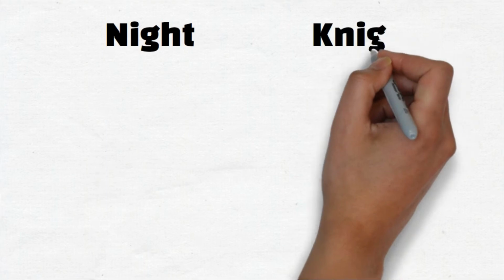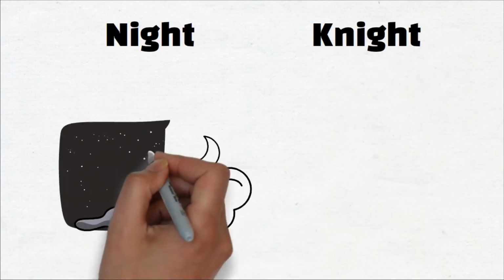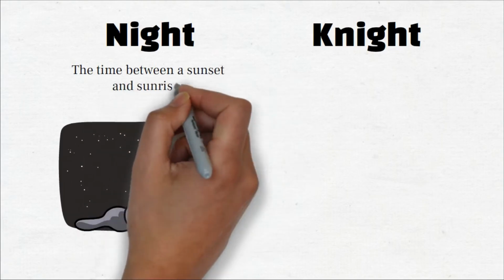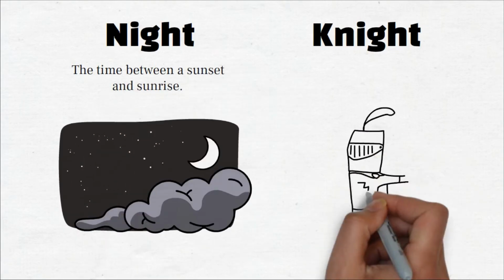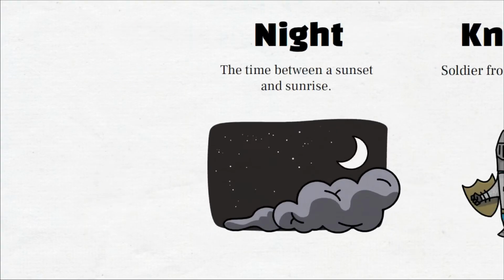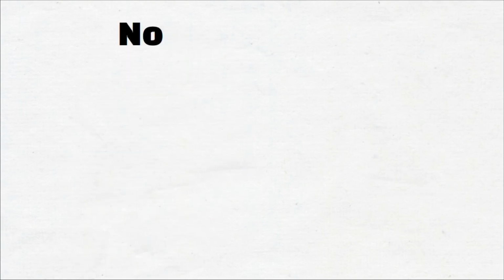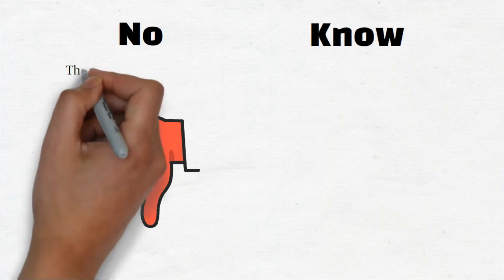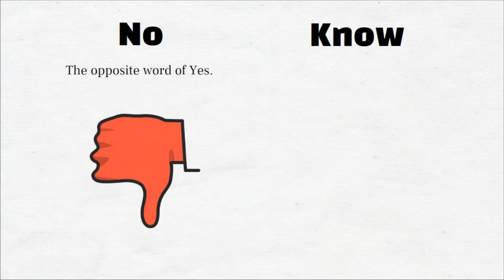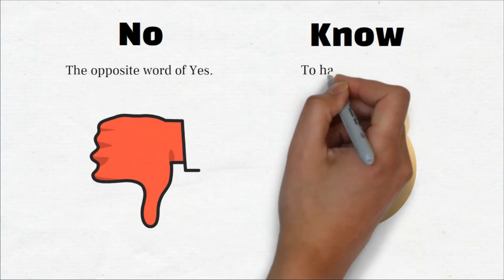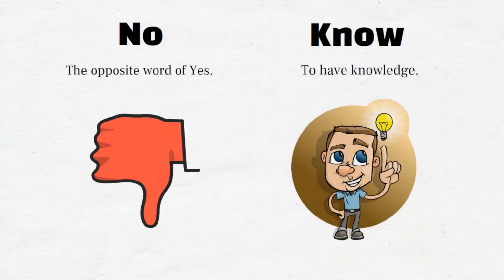Night. The first is the time between a sunset and sunrise. The second is a soldier from Middle Ages. No. The first is the opposite word of yes. And the second means to have knowledge.